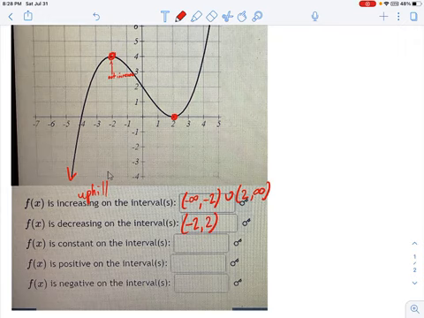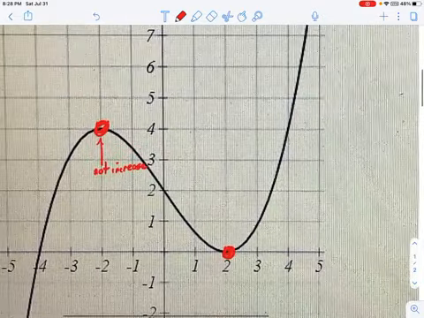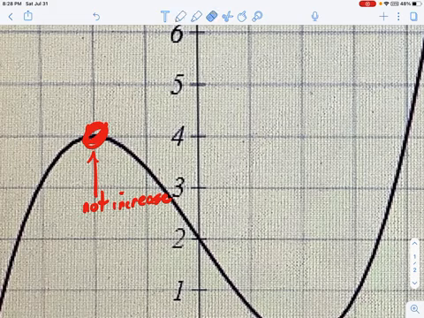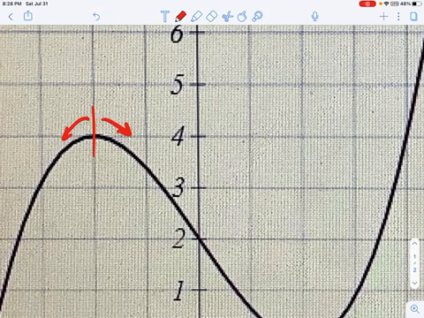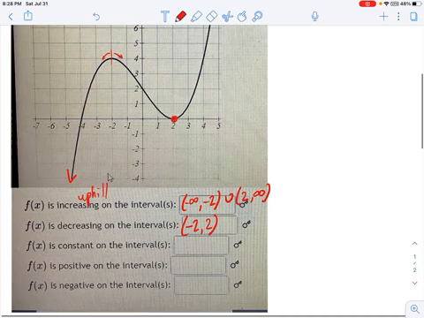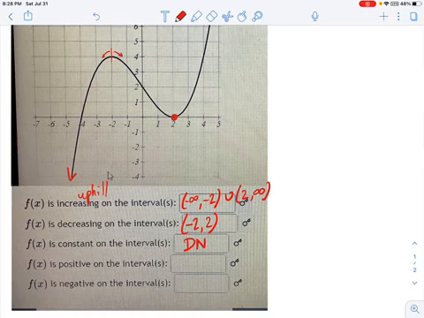Now, where's it constant? Well, you might look at this and say, we just talked about this. It's not increasing there, so it must be constant. But this gets into one of the mathy definitions of this stuff. It's not constant either. Because, again, if you're a little dude on that point right there, it's down over here, it's down over there. To be constant, the values next to you have to be equal. They're not in this case. It's just an infinitesimal little point where the slope is 0. So there is no location on this graph where it is constant.